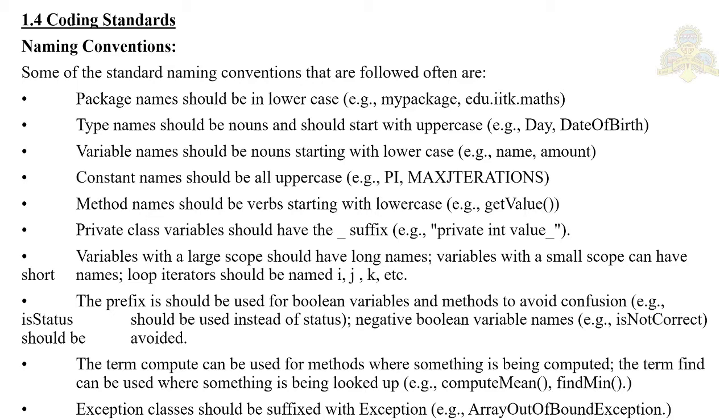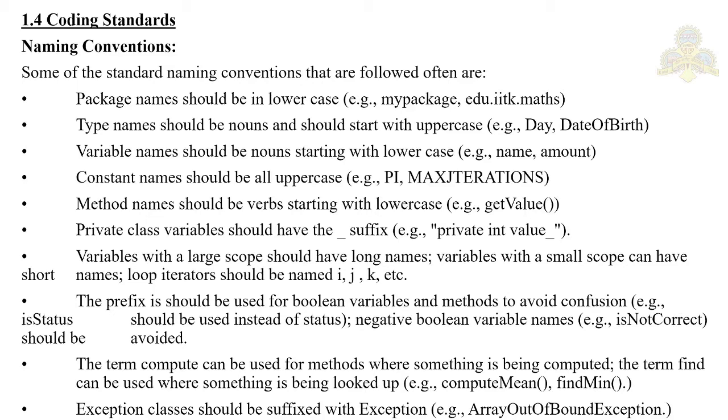So in short, it is of prime importance to write code in a manner that is easy to read and understand. Your coding standard provides rules and guidelines for some aspects of programming in order to make the code easier to read. First, the naming conventions. Here we have some standard naming conventions that should be followed while programming.